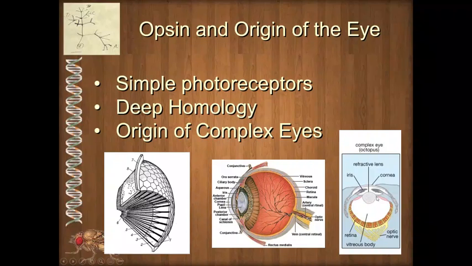So the octopus also has a refractive lens. However, it is held relatively static. It does not move and cannot change shape like the vertebrate eye.